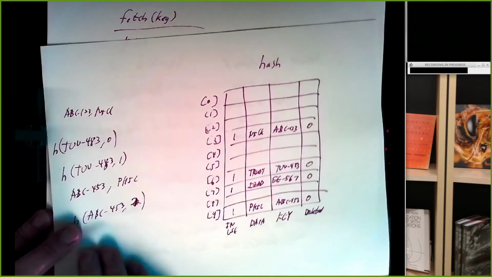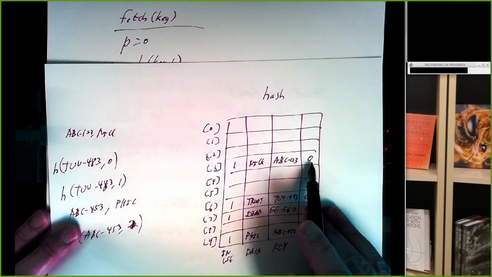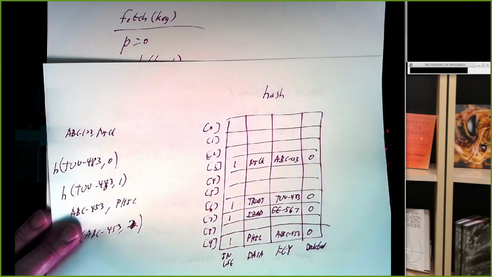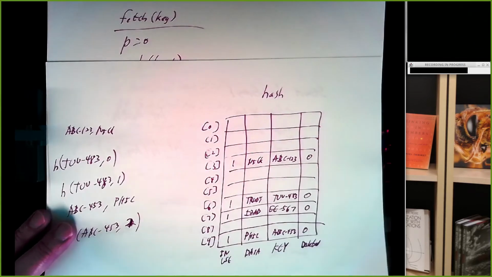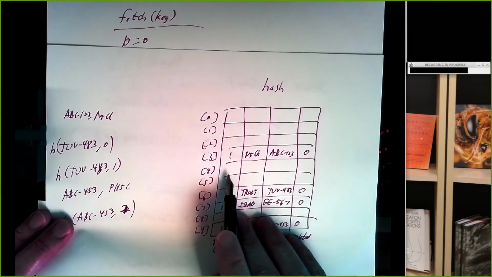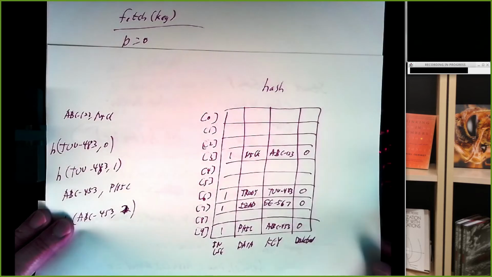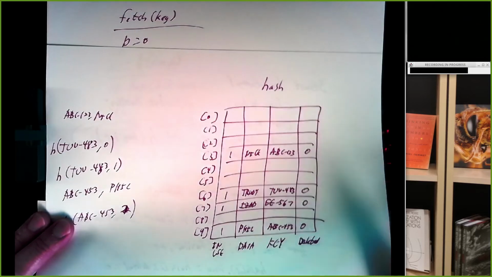So if we come down to a location in here, and it's not in use, and it's not marked as deleted, then we know that data is not contained in the table. Right? That key's not found. So if in use is 0 and deleted is also 0, we're done. Didn't find your key.